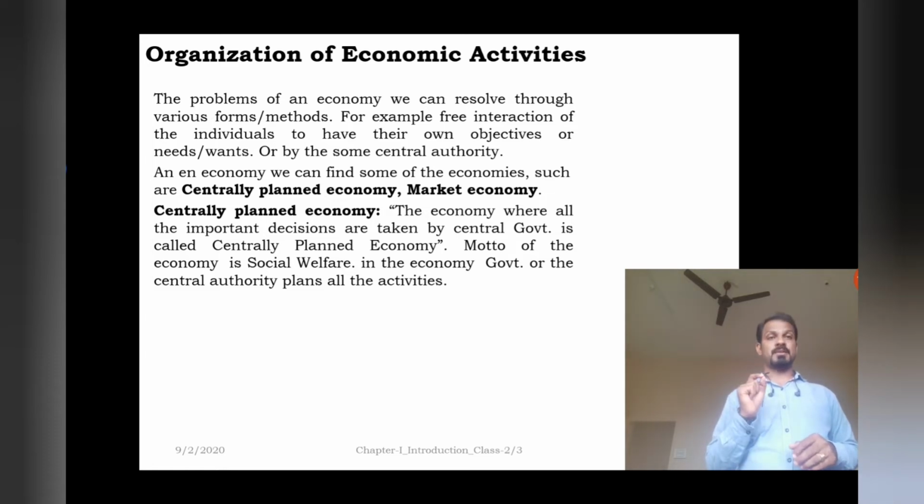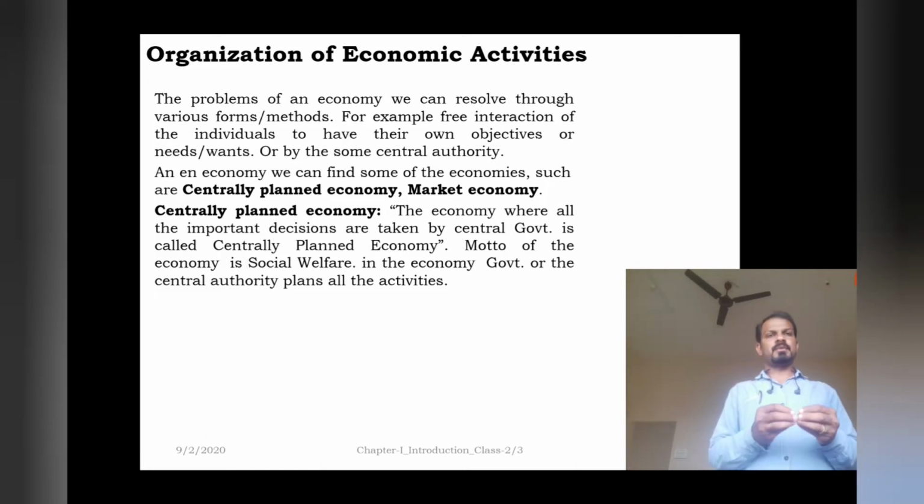So the centrally planned economy keeps that kind of motto, that is social welfare. It means everyone better off and no one worse off. Everyone better off, and no one worse off. It means in that centrally planned economy, the government wants or desires to keep everyone better off.